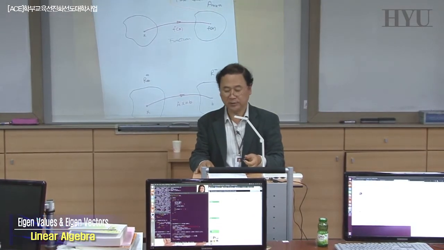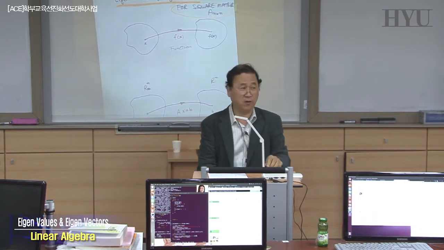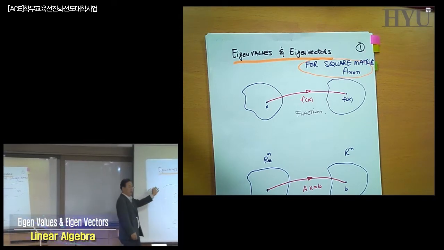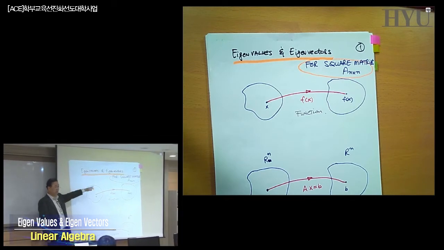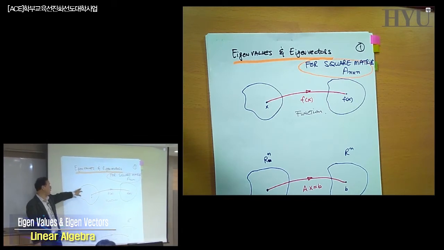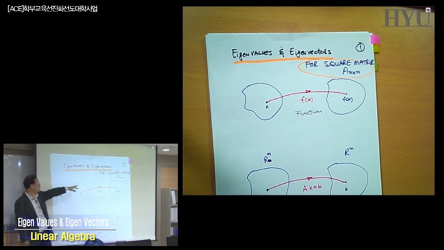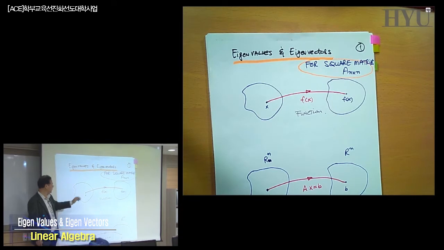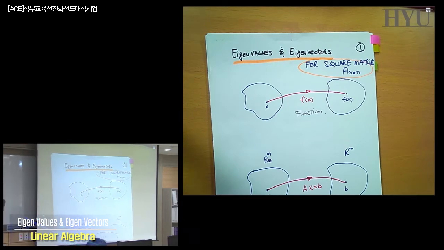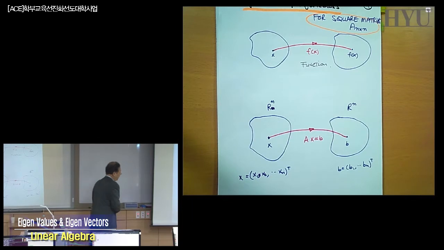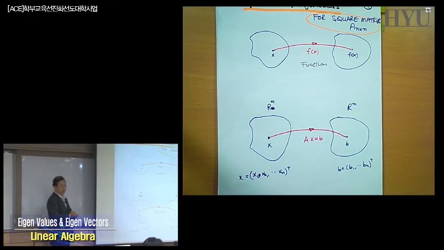On this slide, there's one diagram. You know what a function is, right? A function is, in a way, a mapping from a domain to a range, from one space to another space. They might be the same dimension, or may not be. So in the case of a square matrix, this is a function, right? Ax equals b is actually a function in a way.